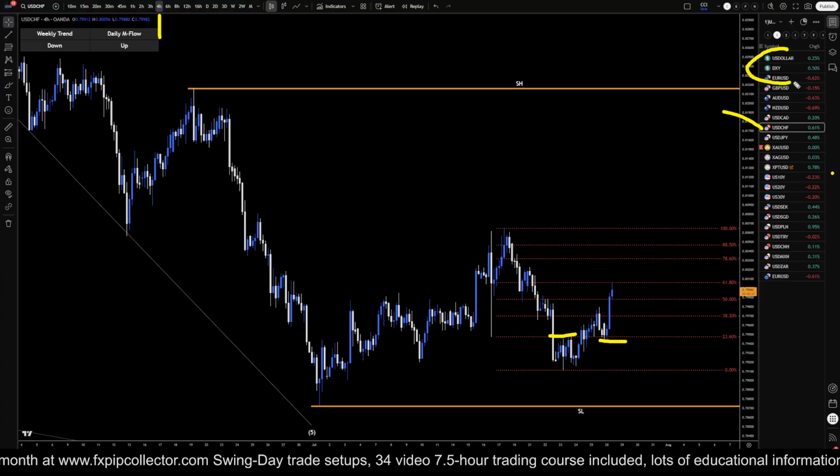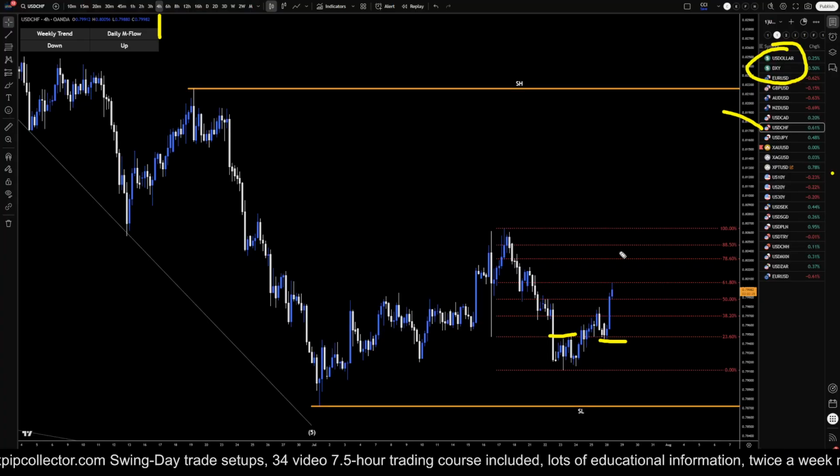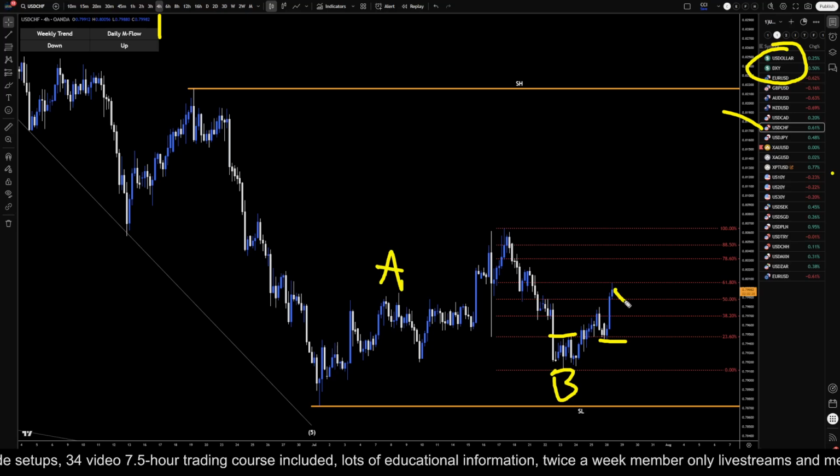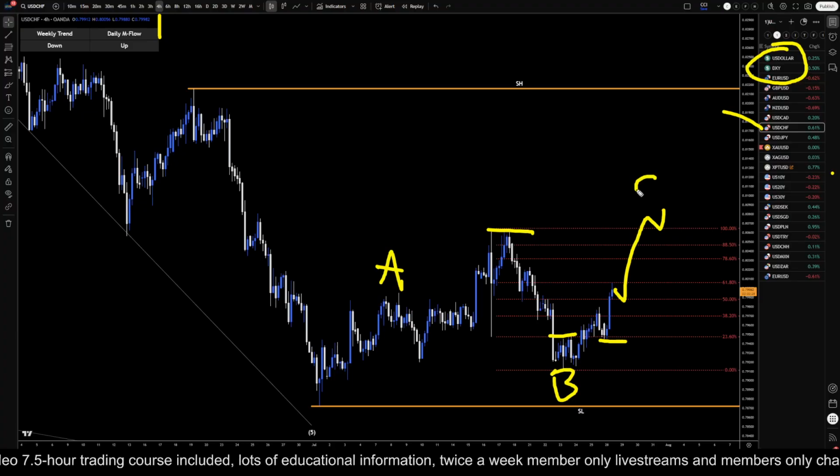Based on the dollar index, especially, I think that the move up is probably not over. It might actually end up being like a wave A, a wave B, and then potentially even going up and taking out this high for a wave C. Seems like the most likely scenario to me.